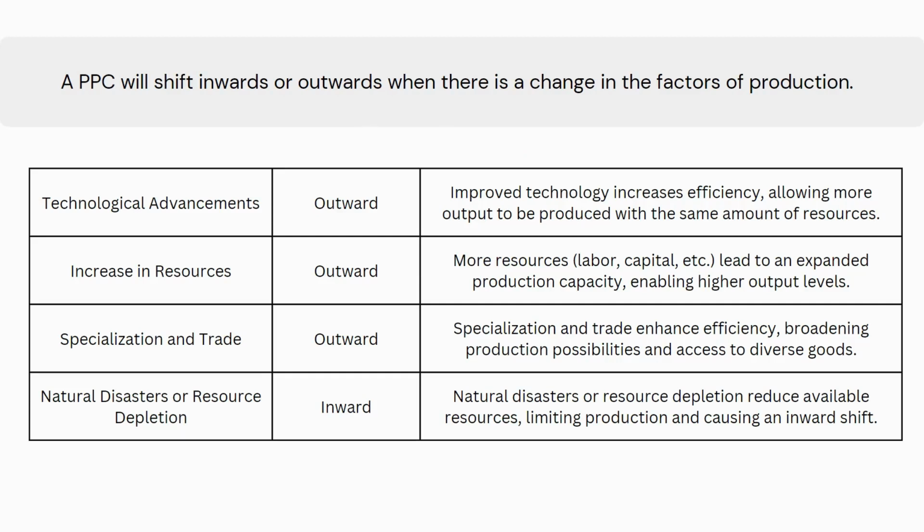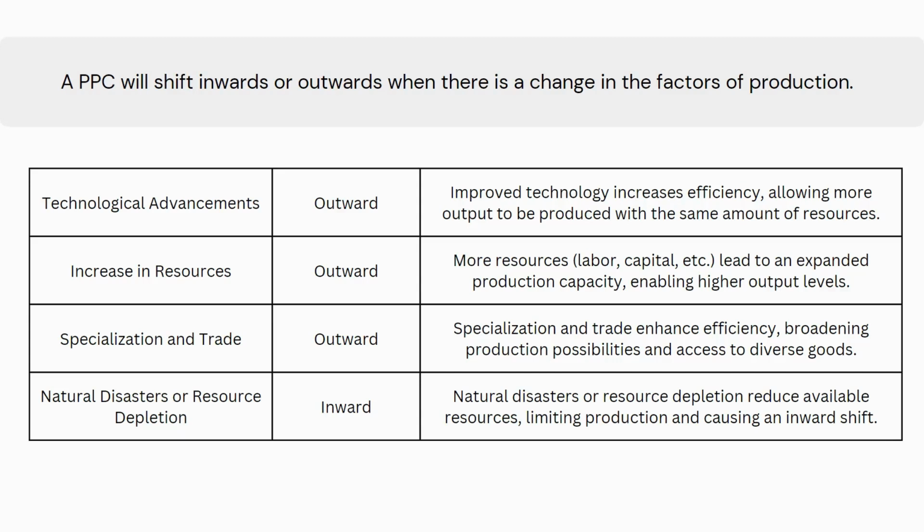Next is increase in resources. It's related to land and it will shift the PPC outward. More resources like labor, capital, etc., lead to an expanded production capacity, enabling higher output levels. For example, there are more people coming in the workforce. It means that more people can produce toys and calculators. Because of that, an economy can produce more of both of them. So the PPC will shift outward.